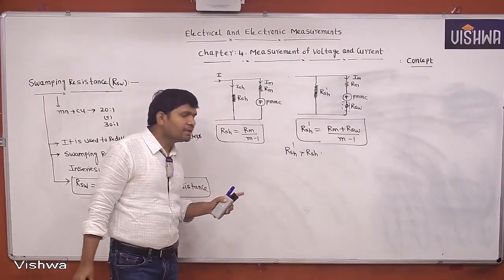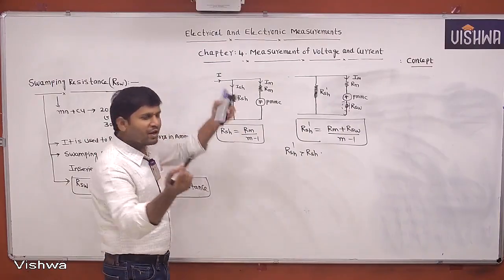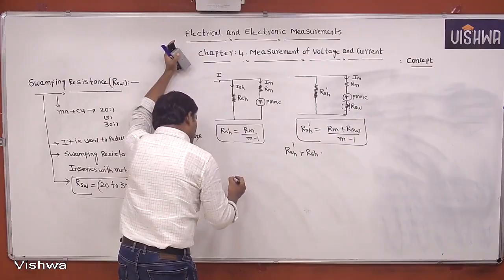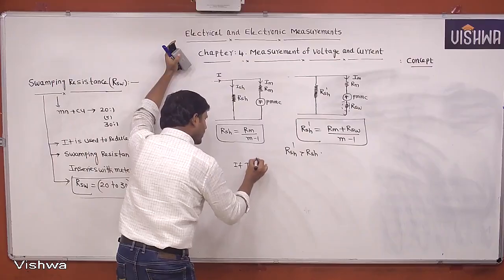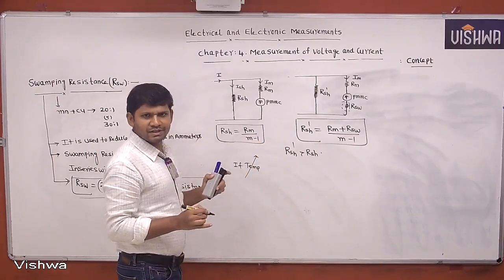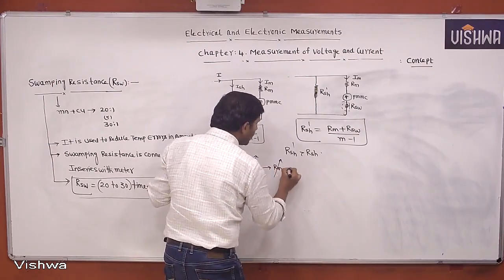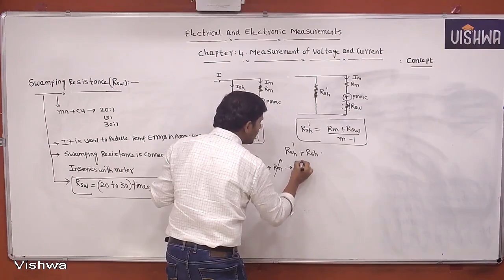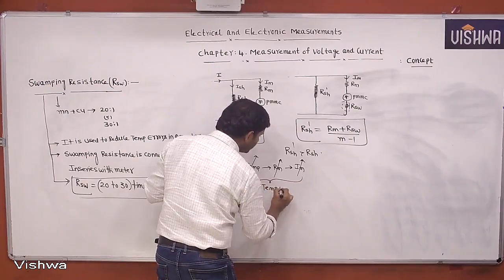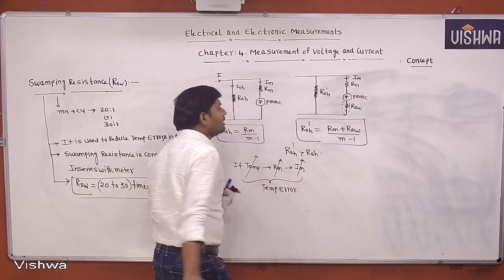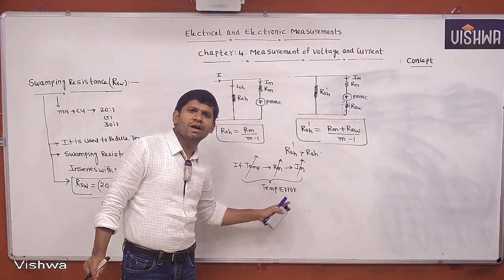Now the question is, sir, how will this swamping resistance reduce the temperature errors? Here I am giving a theoretical proof. For example, if temperature changes, then the meter resistance also changes, and then the meter current also changes. Because of the change of temperature, the meter current changes. This is called temperature error. Because of the change of resistance, the meter current changes; that is called temperature error.